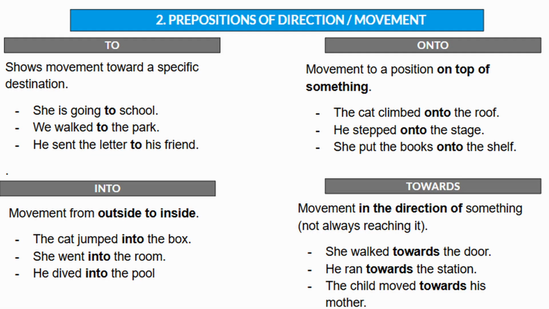It's still direction because of the movement, but also remember on: it must be top, surface. The cat climbed onto the roof. He stepped onto the stage. The person who stepped on the stage was touching the stage. So he stepped onto the stage, movement to a position on top of something. She put the books onto the shelf.